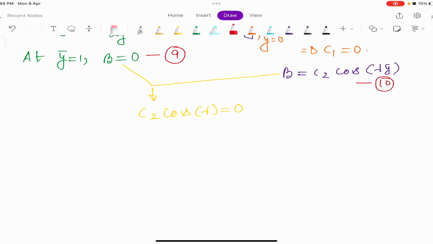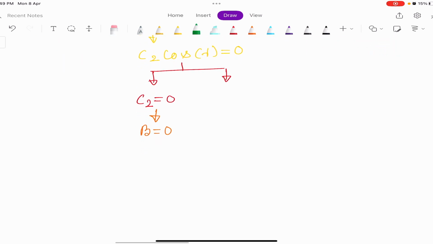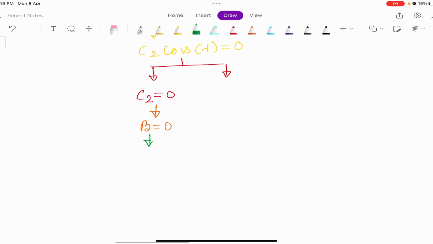Now you have two options here. One is C2 equal to 0. If C2 equal to 0, then this will lead to B equal to 0, and then theta equal to 0, because theta equal to A into B. So one obvious solution is theta equal to 0 everywhere, and this is the trivial solution. But we don't want this.